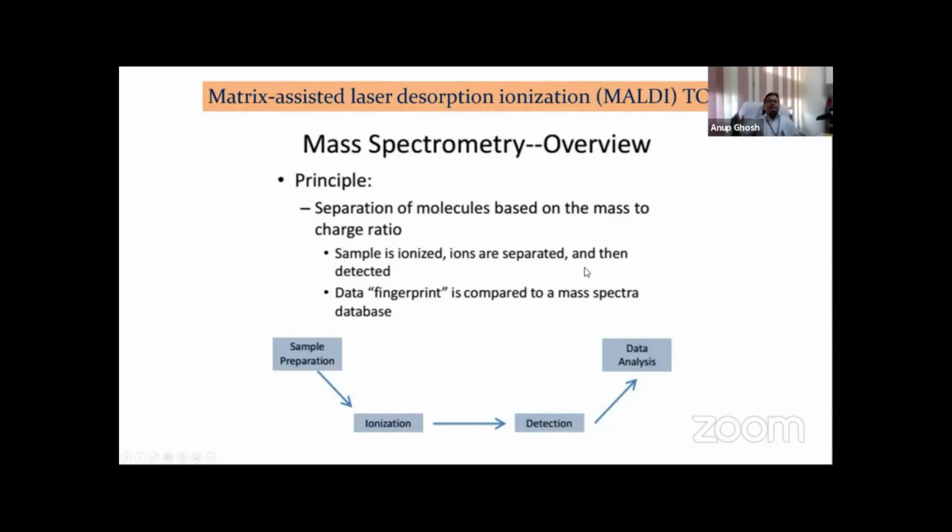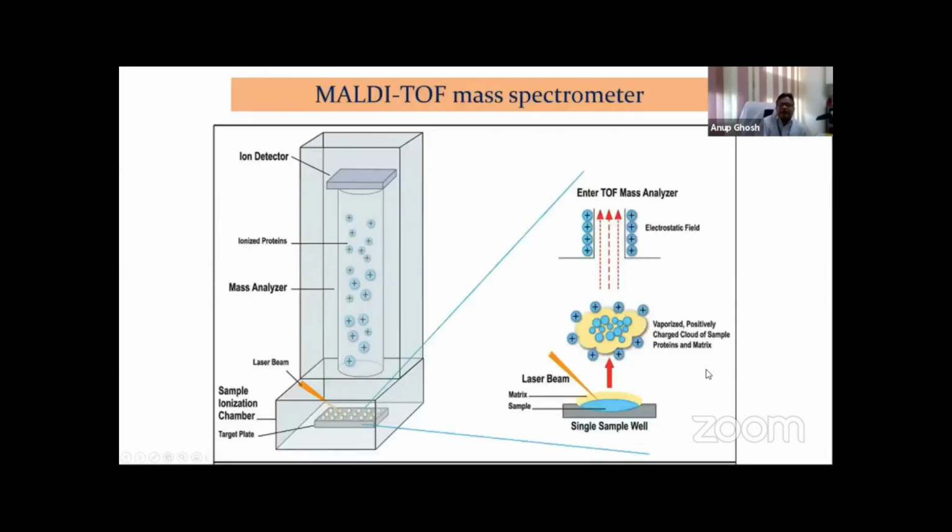Now, for any machine, we should know the principle. The principle of MALDI-TOF MS is simple mass spectrometry: separation of molecules based on the mass-to-charge ratio. In this MALDI-TOF assay, there are 4 steps. One is sample preparation, which is most critical in case of fungal identification. Then ionization, detection, and data analysis.